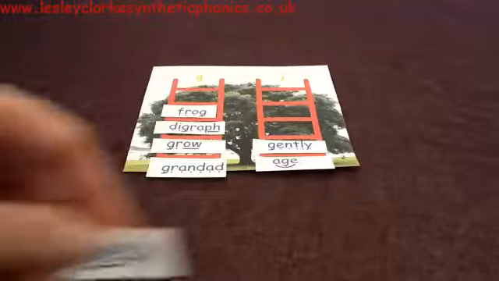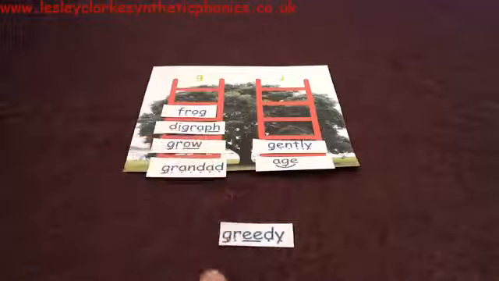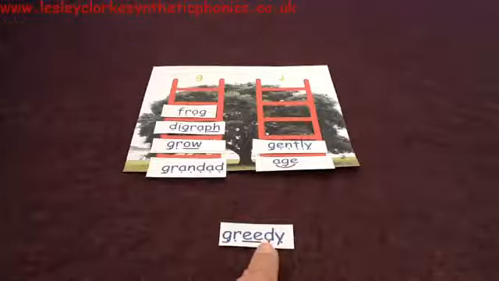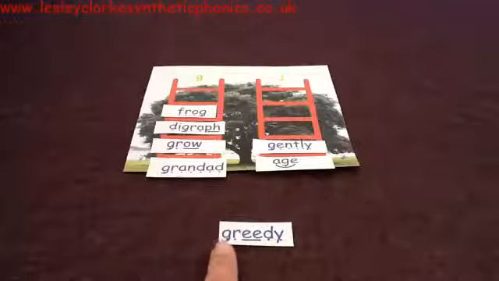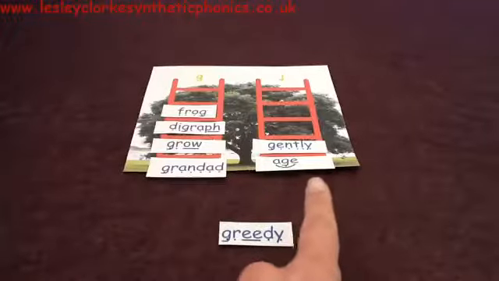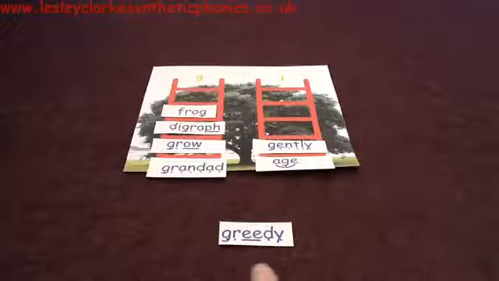Let's look at the next one. Let's sing our little song. G says J before E, I, Y. Let's sound it out. Right. Point to this ladder if you think it's making G. Point to this ladder if you think it's making J. Let's see if you're right.